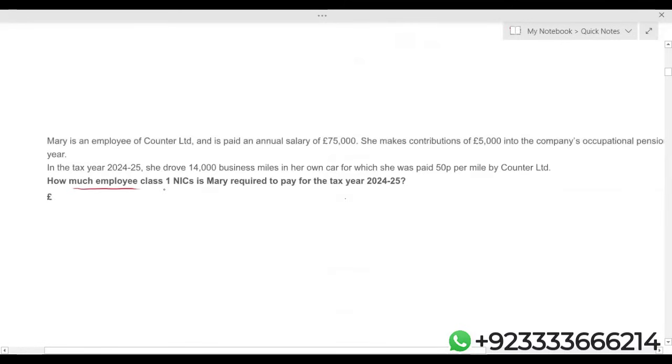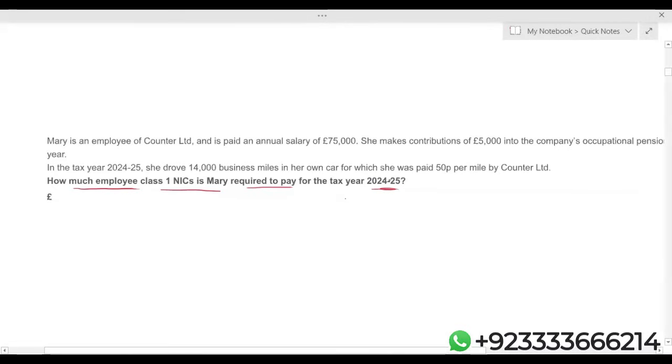How much employee class 1 NIC is Mary required to pay for the tax year 24-25? First of all, student, you need to know one thing. Class 1 NIC is actually paid on cash benefit. What comes in cash benefit? Of course, the salary. Second, the bonus.